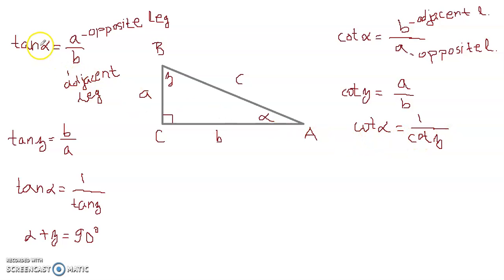Also, we can see relation between tangent function of angle alpha and cotangent function of angle alpha. So they are reciprocal. So that is our identity. Tangent alpha is equal to 1 over cotangent alpha.